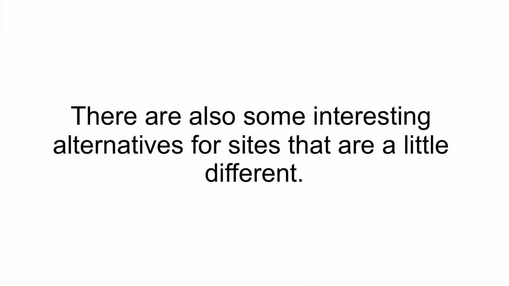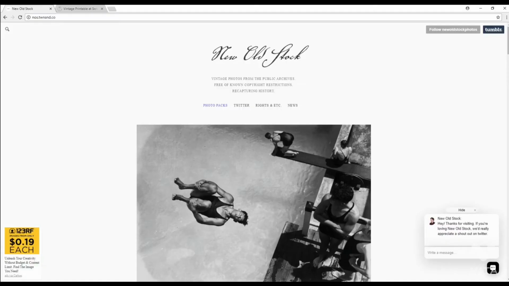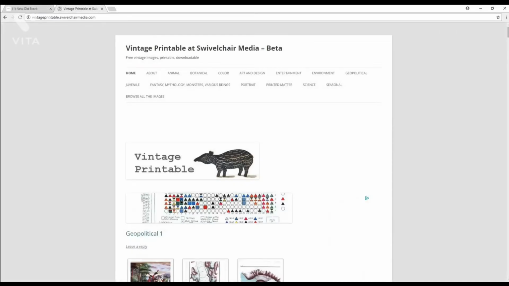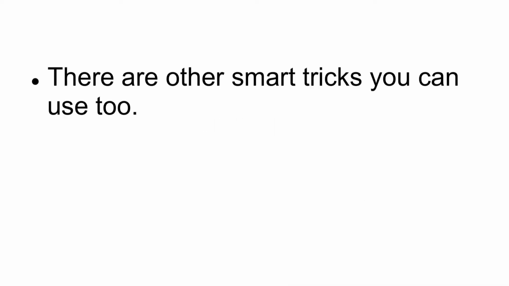There are also some interesting alternatives for sites that are a little different. For instance, New Old Stock is a website that shares old images that no longer have any copyright license attached. These are perfect for retro-themed channels and posts. Similar is Vintage Printable. This is a site that offers a ton of fascinating vintage images within a range of different categories.